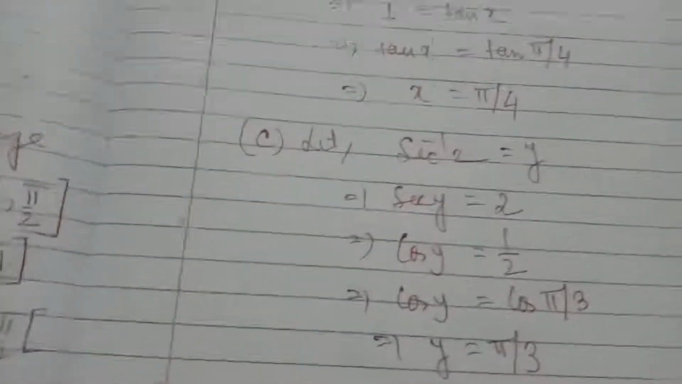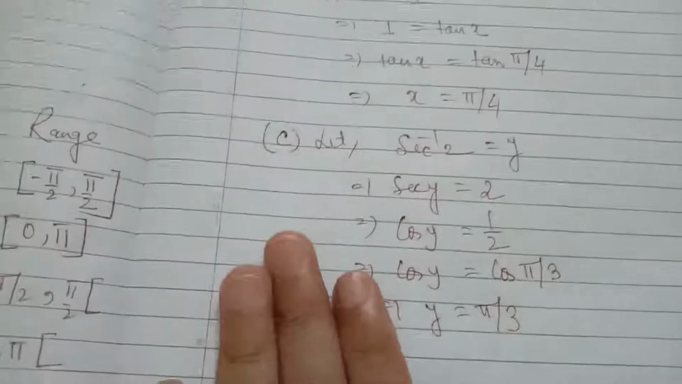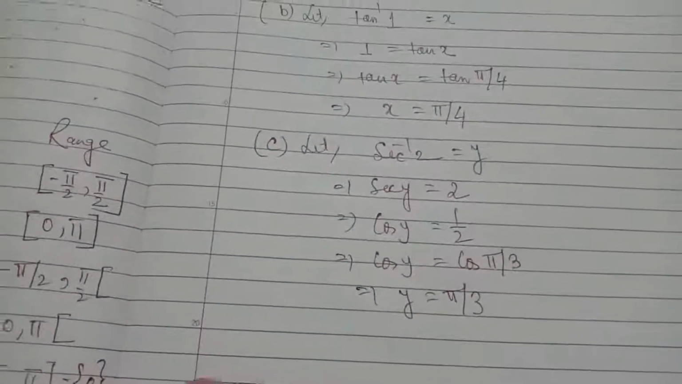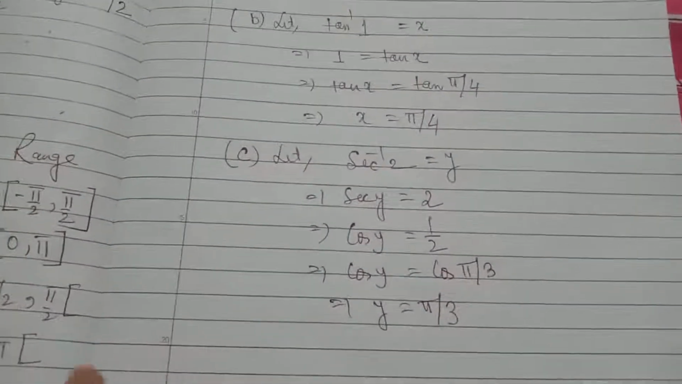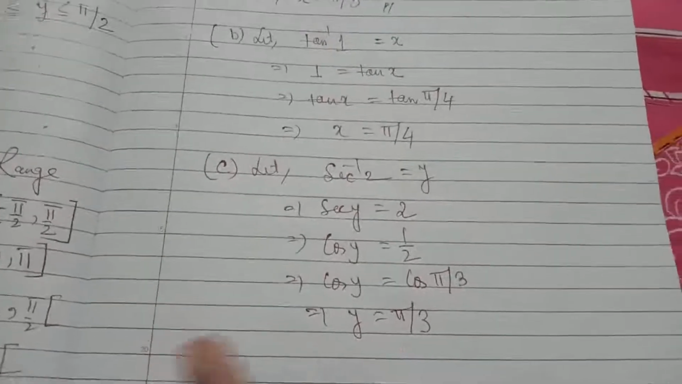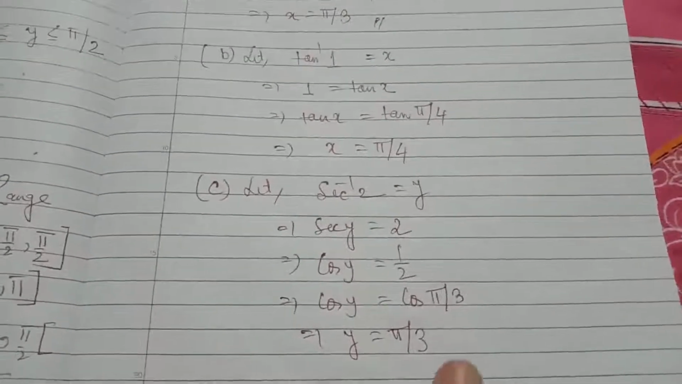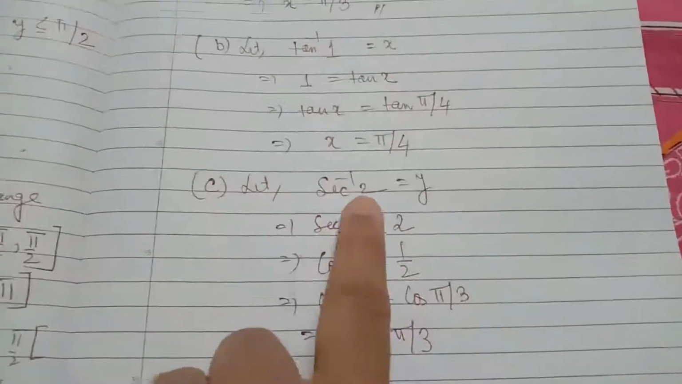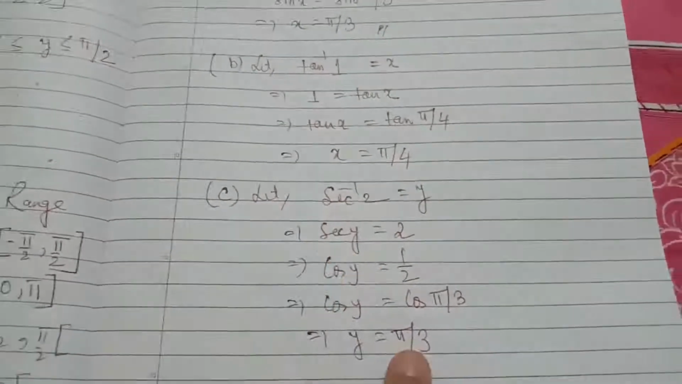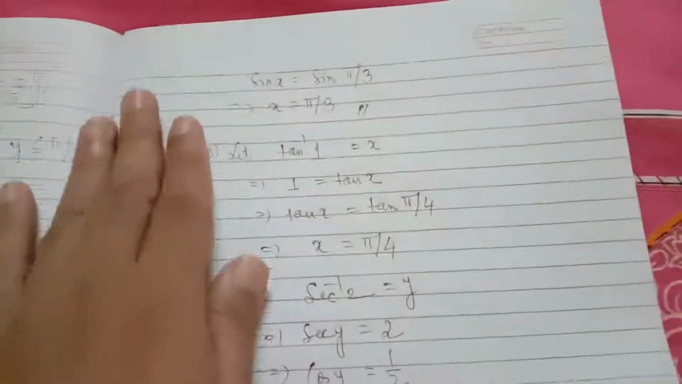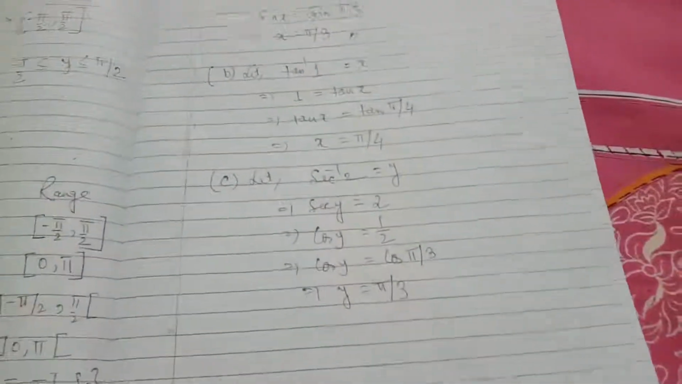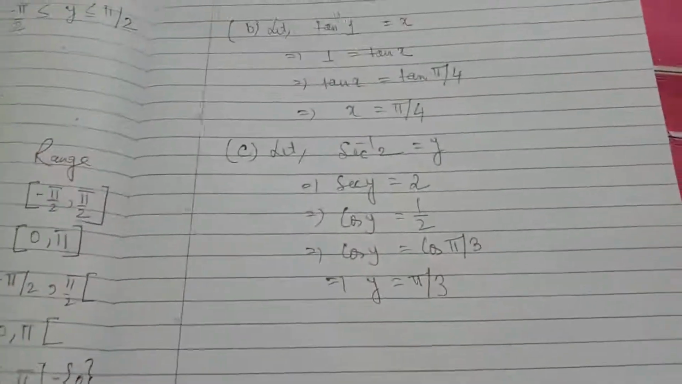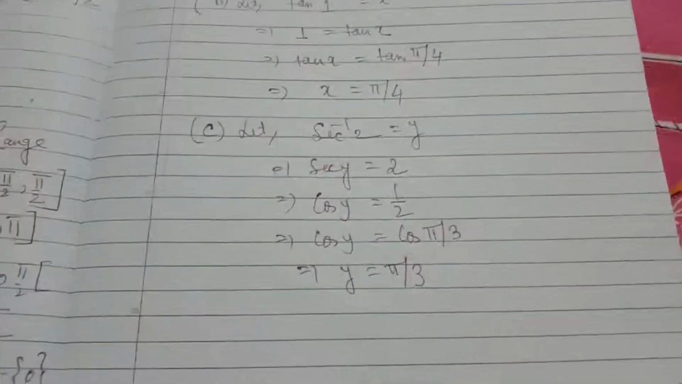The range of sec inverse, you have to remember, cos inverse, cot inverse, and sec inverse, these three have the same range, 0 to pi, 0 to 180 degree, and pi by 3 is 60 degree, which lies in the range. Therefore, the value of sec inverse 2 is pi by 3. This is the procedure to find the principal value. Next, let us try some more problems.